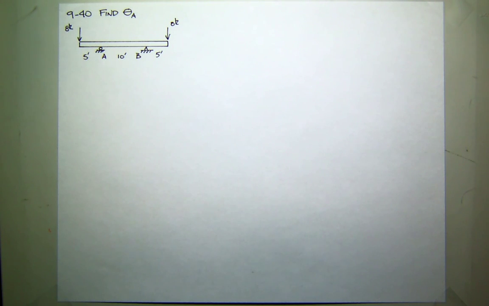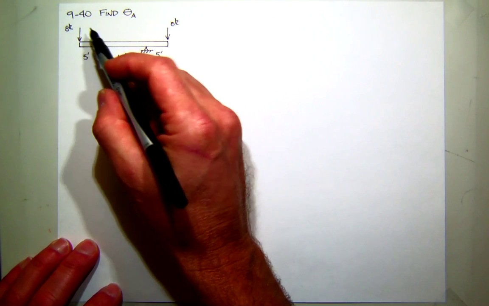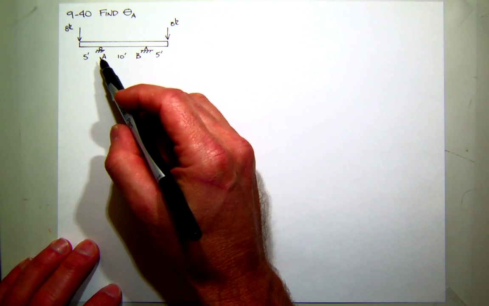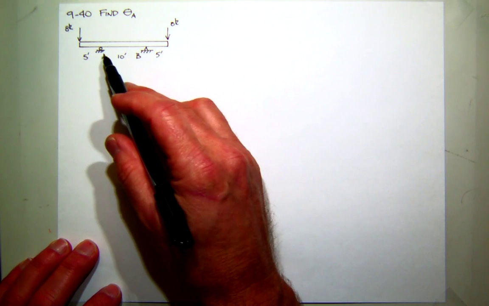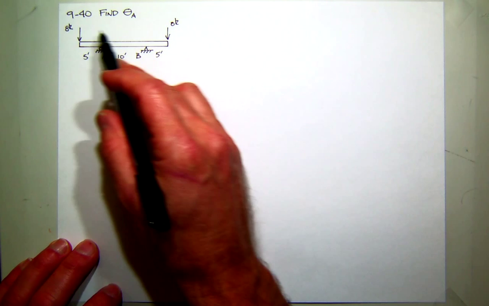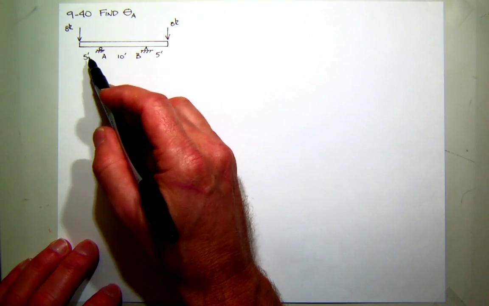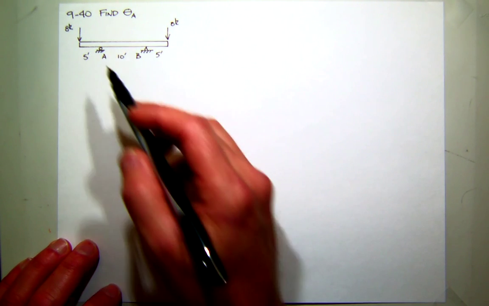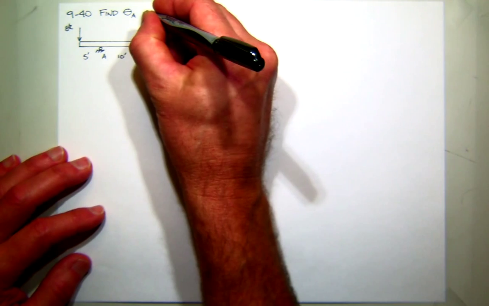Okay, so let's work this problem. This is one out of the book, problem 940. We have this beam, looks like it's got simple supports, loads on the ends, 8 kips, and we want to find the slope at A, and we're going to use virtual work. I probably should add that in there.